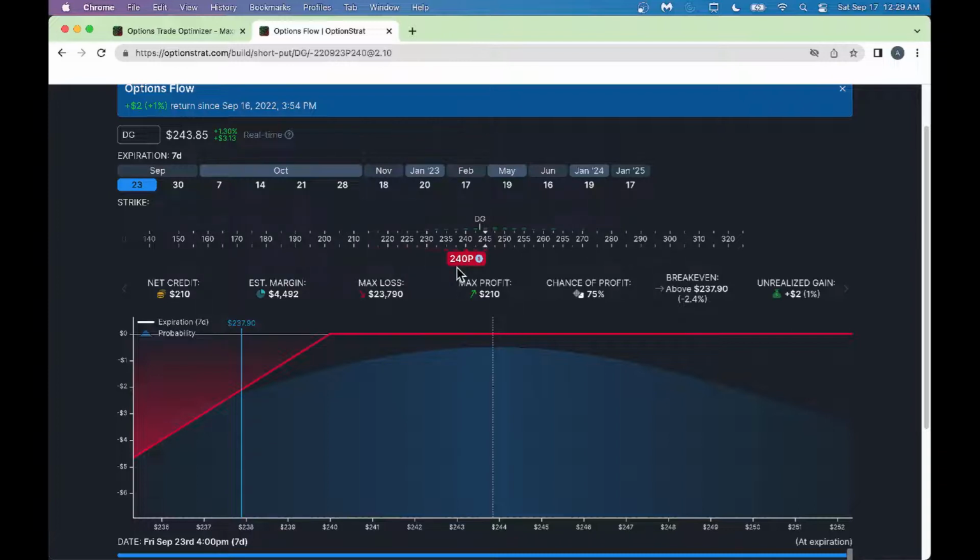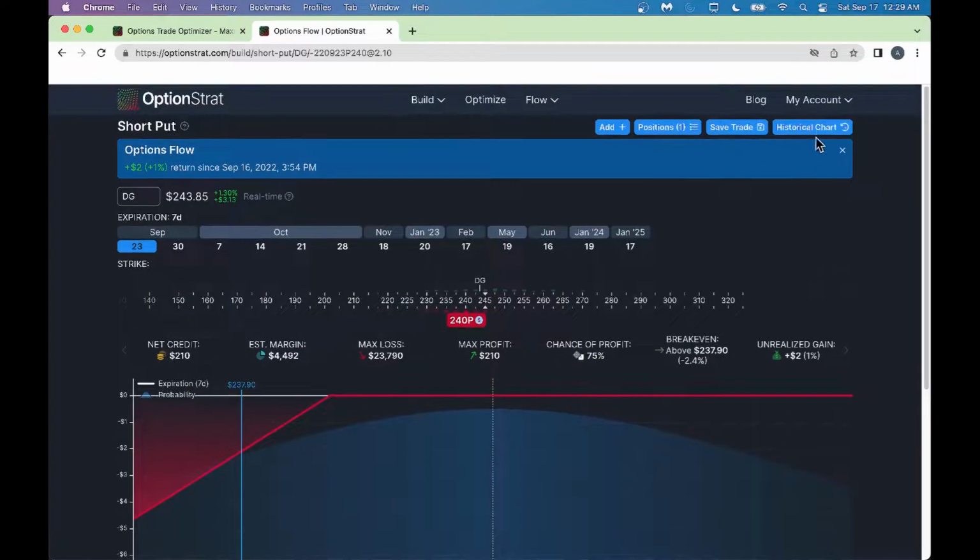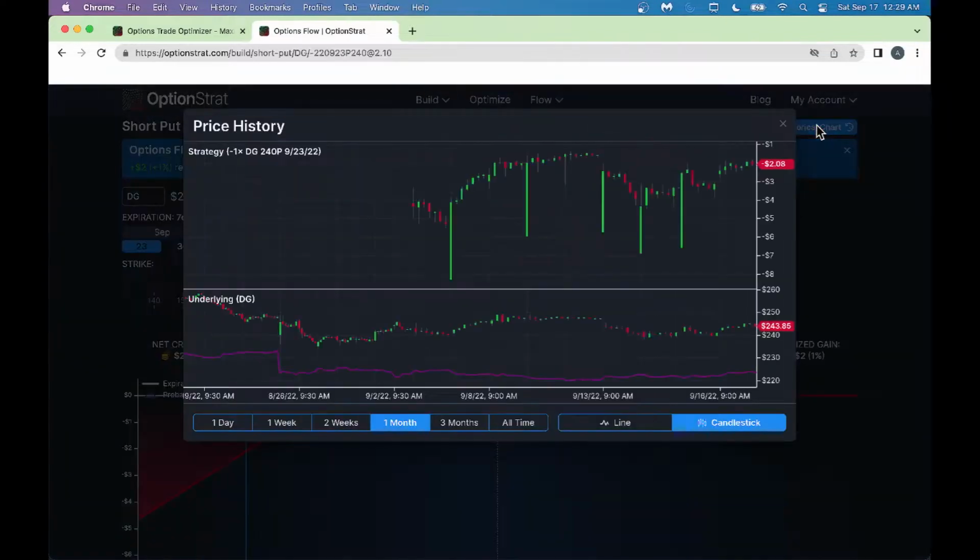Look, they created and they got a nice net credit here, and chance of profitability is 275%. That's pretty good here. And as you look here, you could also look at the historical chart here. Look, right now, from a stock perspective, Dollar General is making its way higher slowly. That's good news. And from this strategy here, look, it's going higher. So it tells you it's a pretty good strategy here.